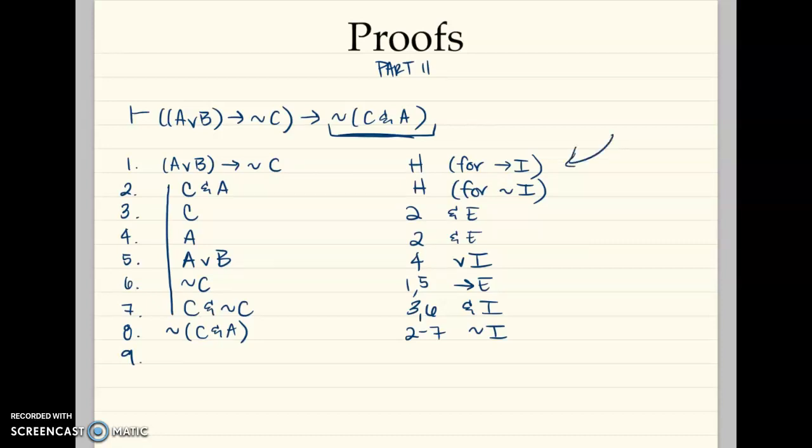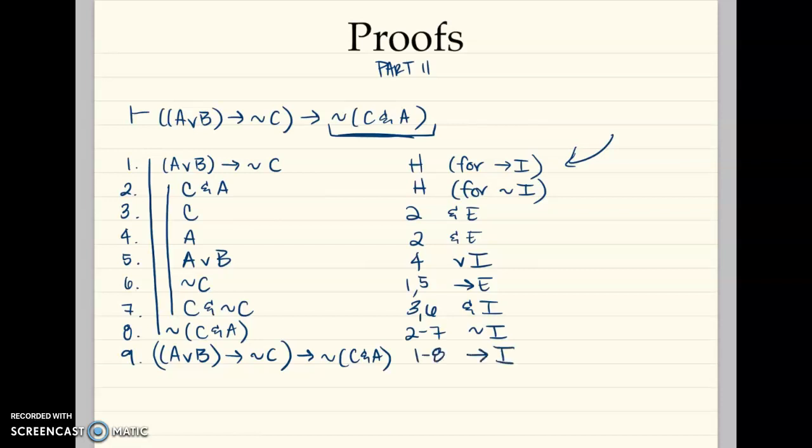If A or B, then not C, then I could get negation of C and A, right? So I just showed that if I had A or B, then not C, and I'll put those all in parentheses because now that's my antecedent. I just proved this conditional, right? If I had all that, then I could get this whole thing. And I did that from lines 1 through 8. And that was a conditional introduction.